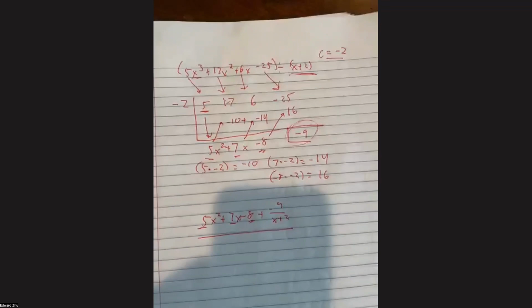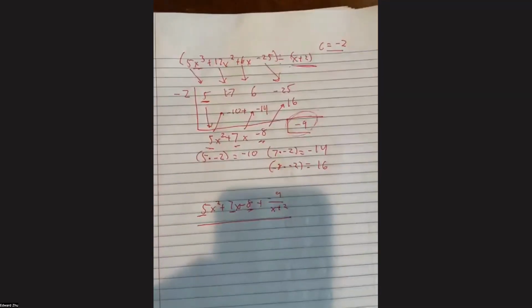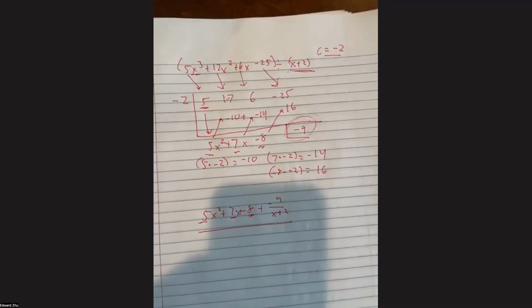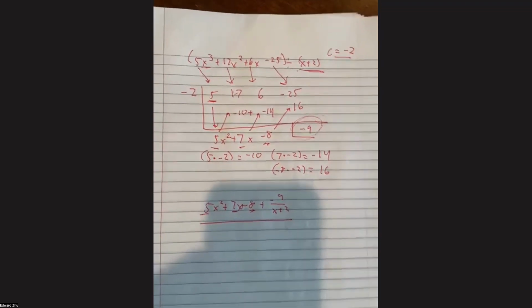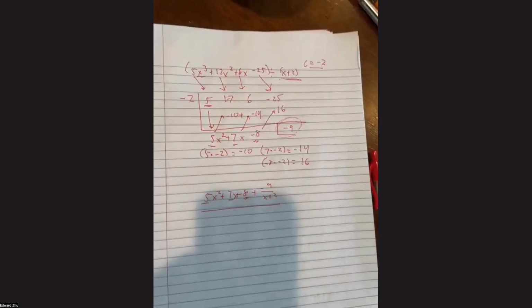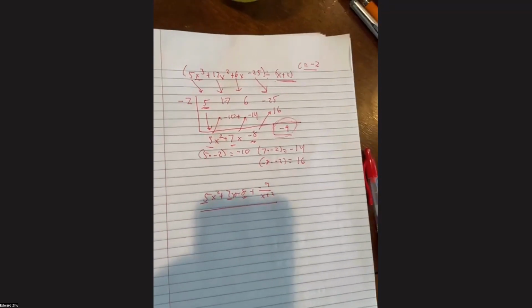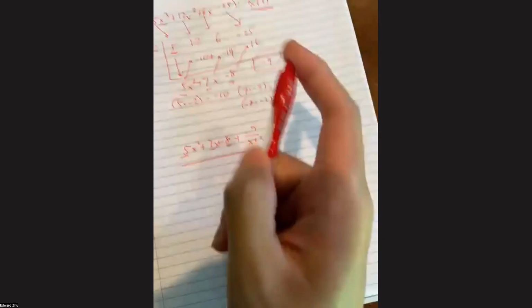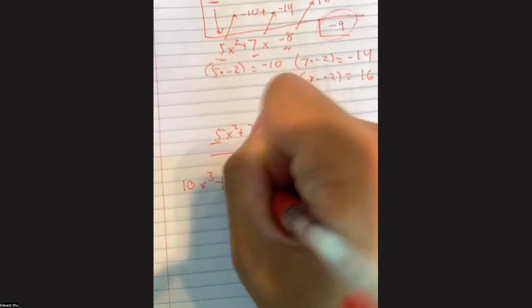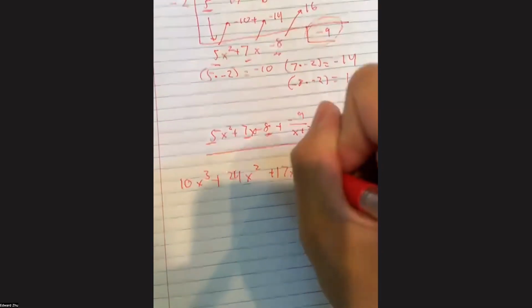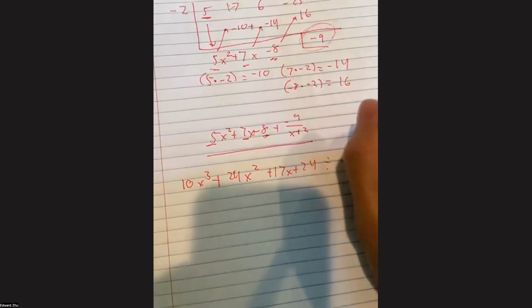Okay, I do not see any questions. So I will do one more problem and then we'll work on it for the room, and then we'll work on whatever is left for the remaining period of time. Okay. So right here we have another one, 10x cubed plus 24x squared plus 17x plus 24 divided by x plus 2.